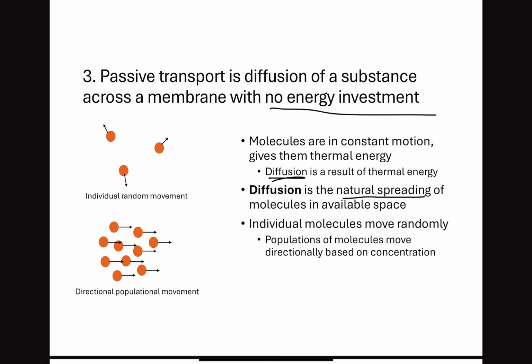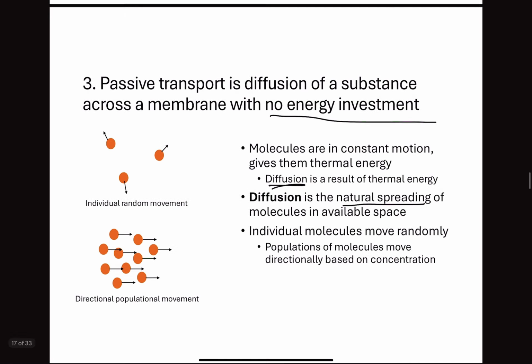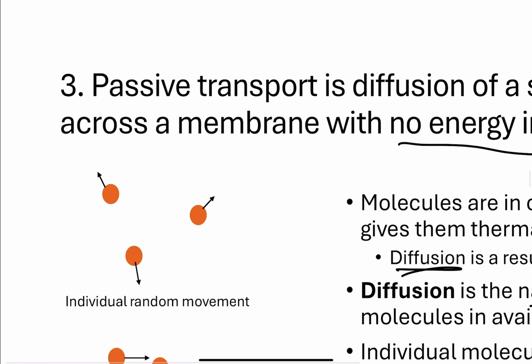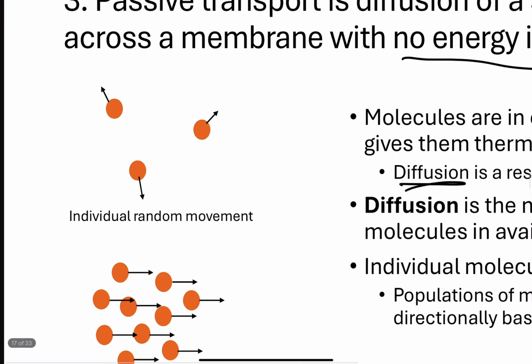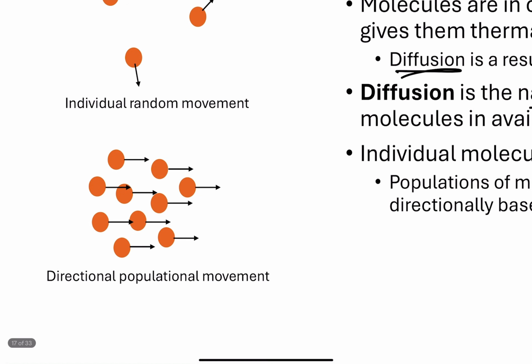The movements of our individual molecules are random. So when we have these three molecules, they're kind of separated and they move in random locations. But when we have a population of molecules like these, a group of molecules, they're going to move in a directional manner.